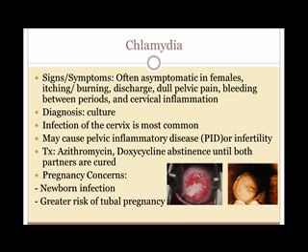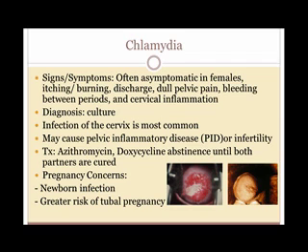Infection of the cervix is most common, and this can cause pelvic inflammatory disease and sometimes can be the cause of infertility. How do we treat it? Azithromycin or doxycycline are currently used as forms of treatment. This is a curable sexually transmitted infection. Again, we would ask that partners abstain from sexual intercourse until both partners are cured.